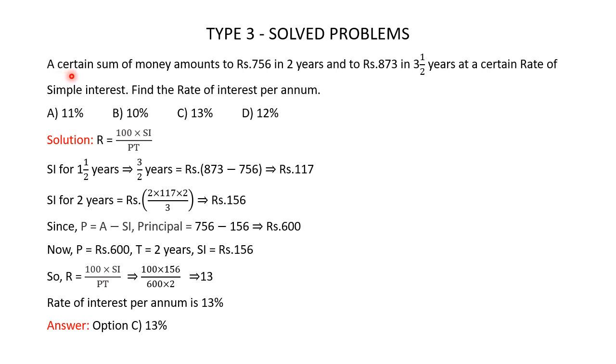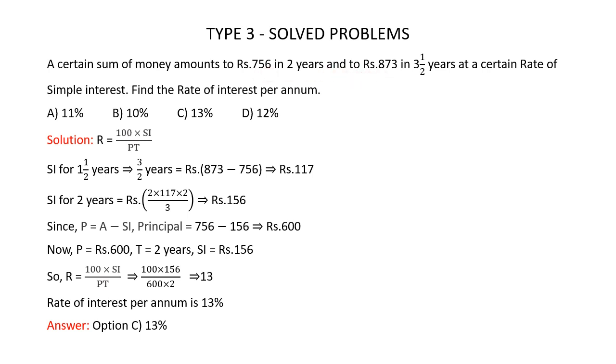A certain sum of money amounts to rupees 756 in 2 years and to rupees 873 in 3.5 years at a certain rate of simple interest. Find the rate of interest per annum. Here you are given 4 options and you have to find out which of these options is the correct one. So as you can see here, the amount for 2 years and the amount for 3.5 years is different.